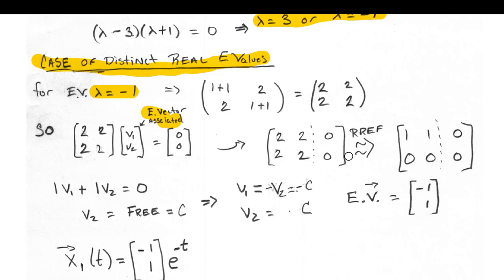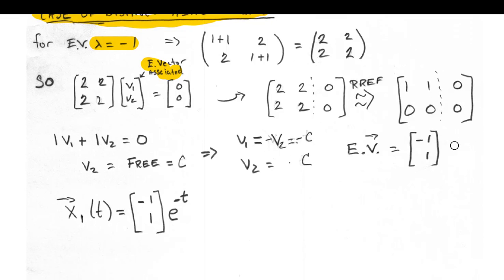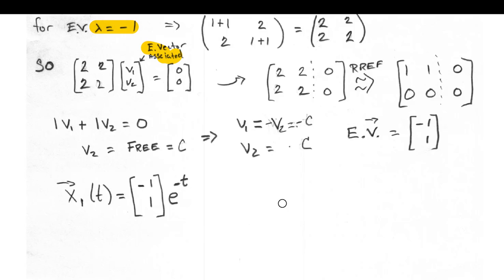So I can put this in a reduced row echelon form matrix, 2, 2, 2, 2, with the augmented 0, 0, and get 1, 1, 0, 0, 0, 0. And so now I have an under-determined system, so I have a free variable. So effectively what I have here is 1 times v1 plus 1 times v2 is equal to 0. And then my v2 from the second line is equal to a free variable, which in this case we're going to call c.